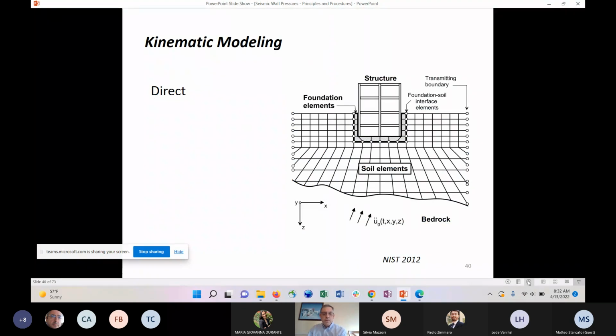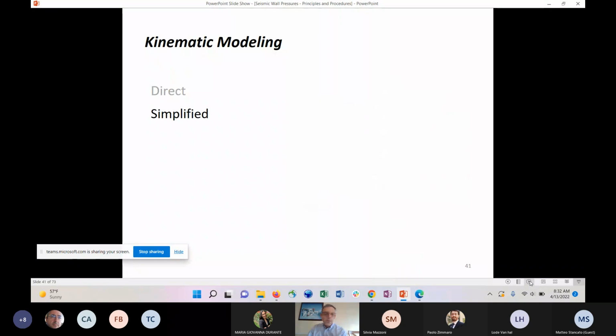So how can we model this? Again, the direct approach is great. This is done for some projects, and there's absolutely nothing wrong with doing it. It is really the preferred way to do it if you have the time and the resources to do it. But we'll be focusing on simplified procedures, which is what we've been developing over the years to make this more readily accessible.